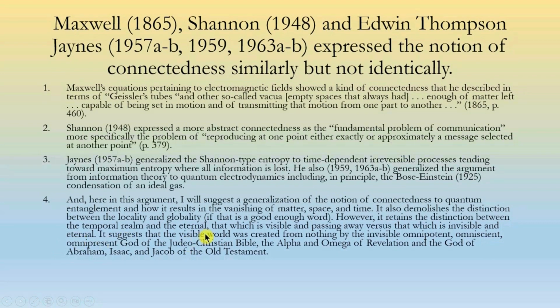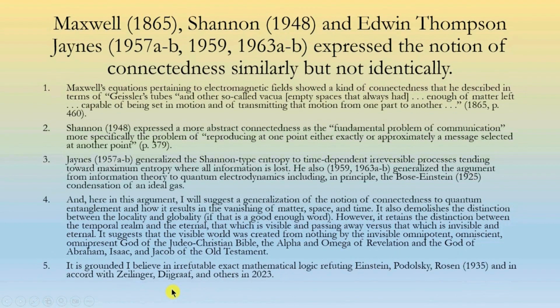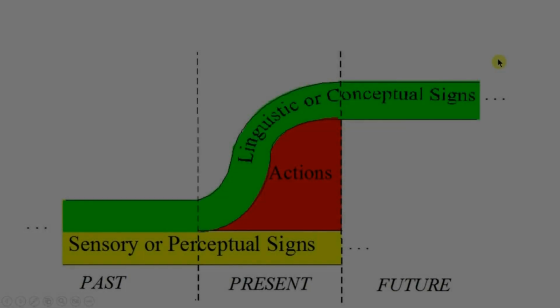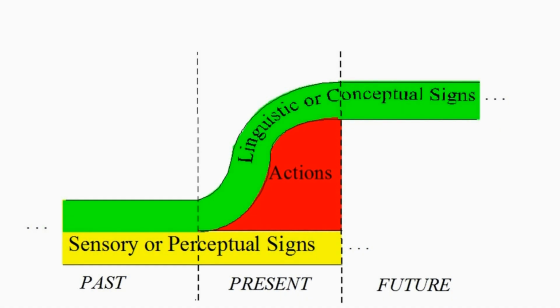It suggests that the visible world was created from nothing by the invisible, omniscient, omnipotent, omnipresent God of the Judeo-Christian Bible, the Alpha and Omega of Revelation, the God of Abraham, Isaac, and Jacob of the Old Testament. It's grounded, I believe, in irrefutable, exact mathematical logic, refuting Einstein, Podolsky, and Rosen, and in accord with Zeilinger, Dirk Graf, and others. Here is another way of looking at the process in constructing a TNR. I call this the flow-together diagram.